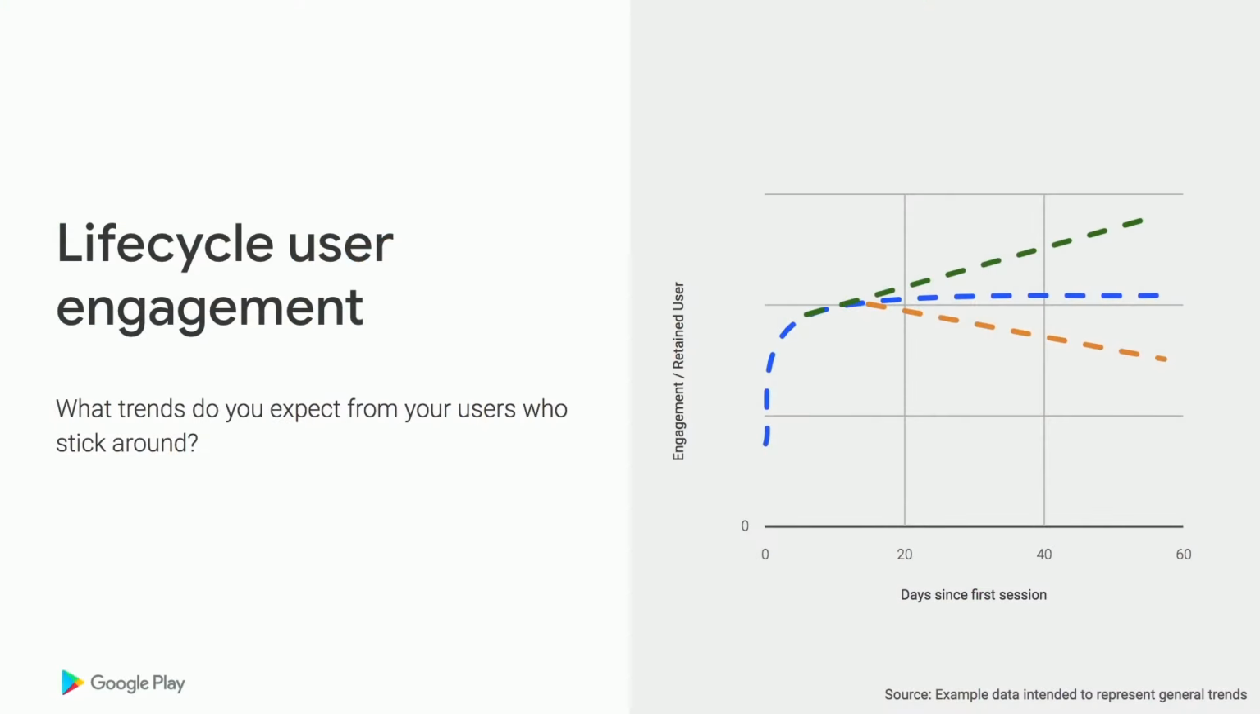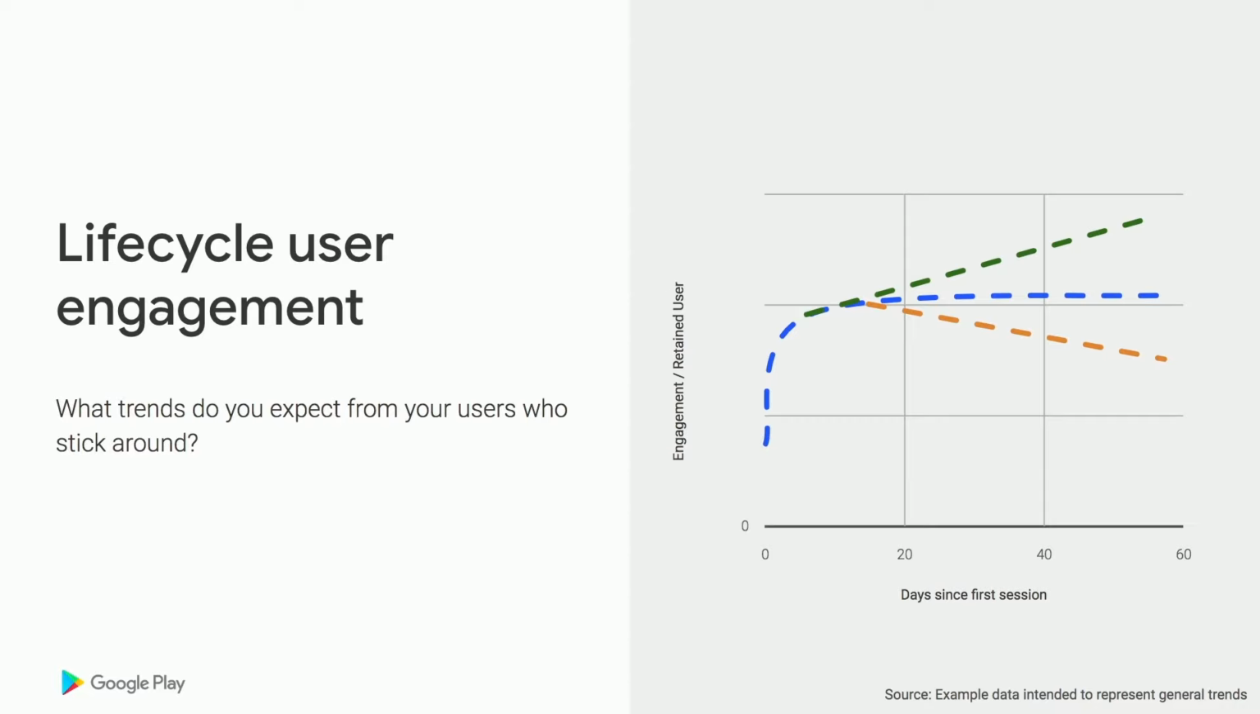Now, naturally, you would expect that someone who retains in your app or game will see an increased or at least a stabilization of engagement over their life cycle. So you can see here the green line is increasing engagement for the retained users throughout their life cycle, and that's a good indicator of continued strong retention of those users. Stabilization can also be a positive thing depending on the use case for your app or game, just seeing how much your users are willing to engage with your title.